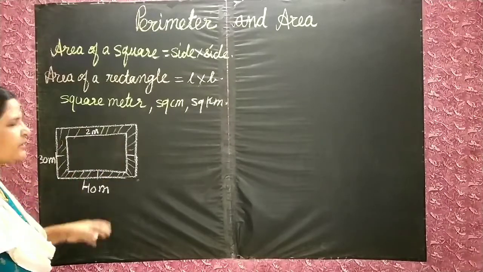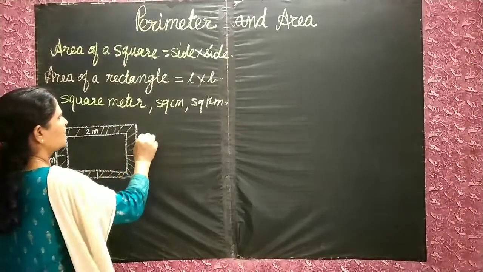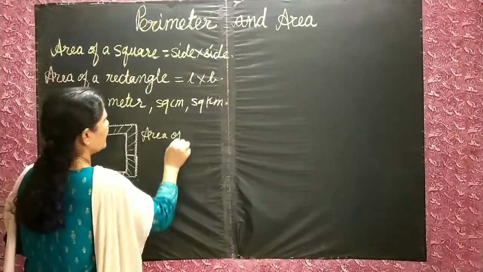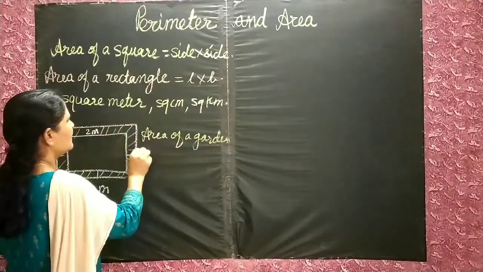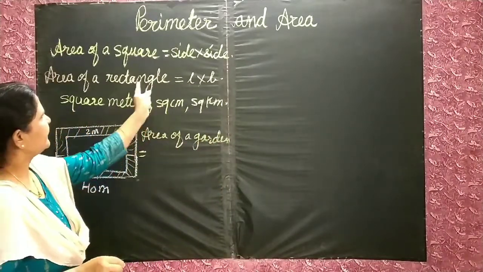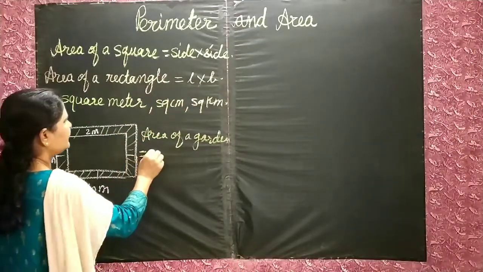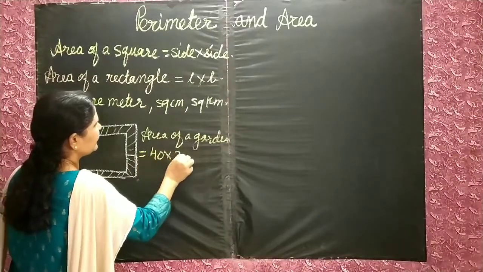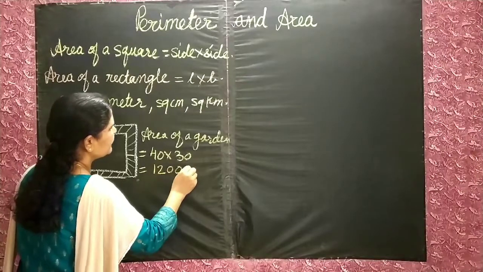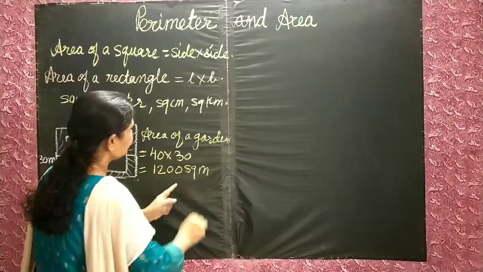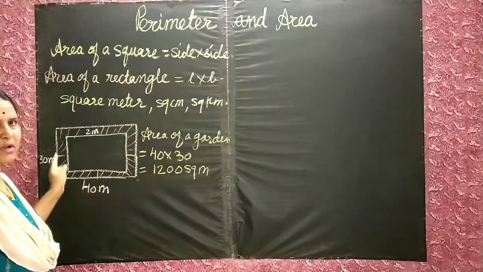But before that we'll find the area of the whole garden. So area of a garden, rectangular, is equal to length multiplied by breadth. Length is given, 40 meter multiplied by 30 meter. How much? 1200 square meter, because the unit is square meter. This is the area of the whole total garden.